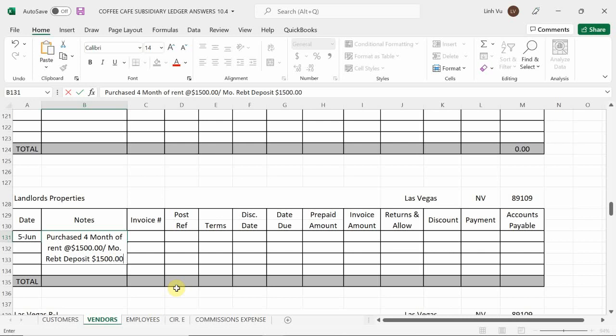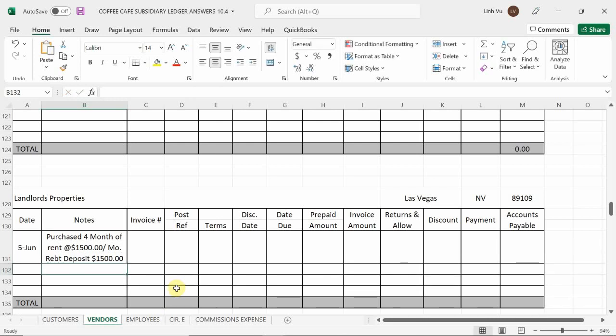Okay. And that's pretty much it. That's as far as you can put in there, right? That you purchased a total of 4 months. Okay. And that you had to pay a rent deposit. Now, the invoice number is going to be whatever contract number you have, right? Because that's going to be more or less your invoice, right?